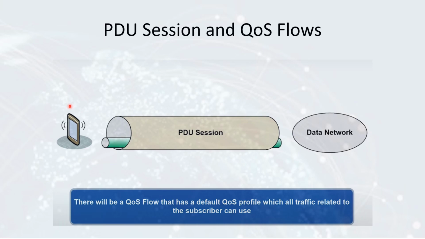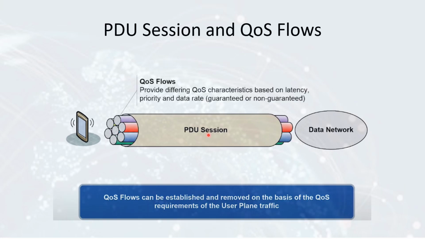But in case UE requires a guaranteed bit rate or any other kind of QoS, then within the same PDU session, n number of QoS flows requiring different QoS values based on latency, priority, or data rate will be created. So the UE would have n number of QoS flows within the same PDU session. So the PDU session can be established, can be modified, or can be removed on the basis of a QoS requirement in the user plane traffic.